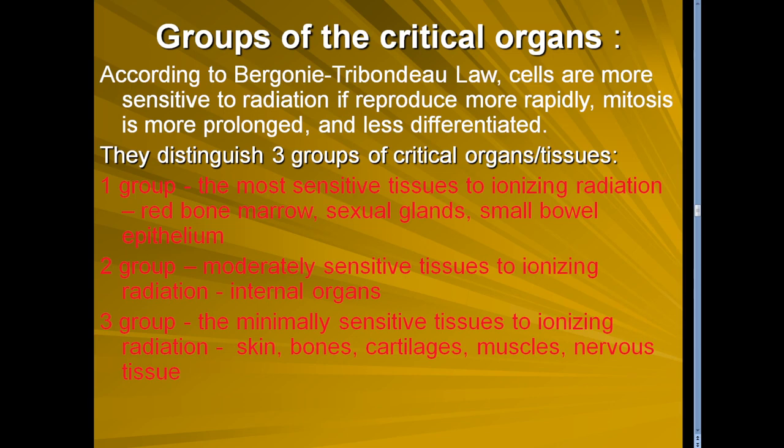Second group, moderately sensitive tissue to ionizing radiation, internal organs. And third group, minimally sensitive tissues to ionizing radiation: skin, bones, cartilages, muscles, nervous tissue. The cells of the nervous, bone, and cartilaginous tissues are considered the least radiosensitive and most resistant to the action of radiation. The most sensitive and radiologically affected are cells of the hematopoietic and lymphatic system, as well as cells of the gonads.